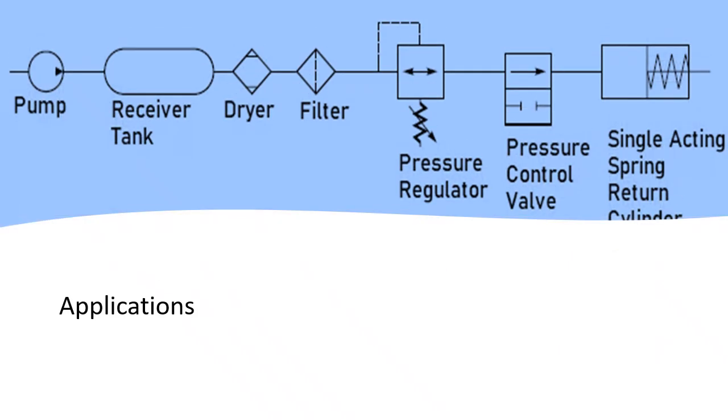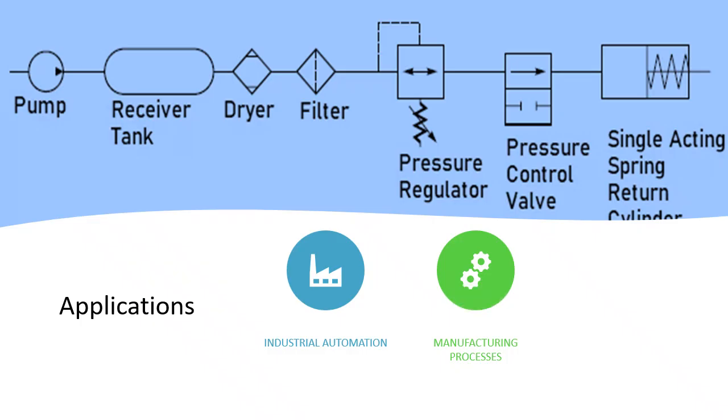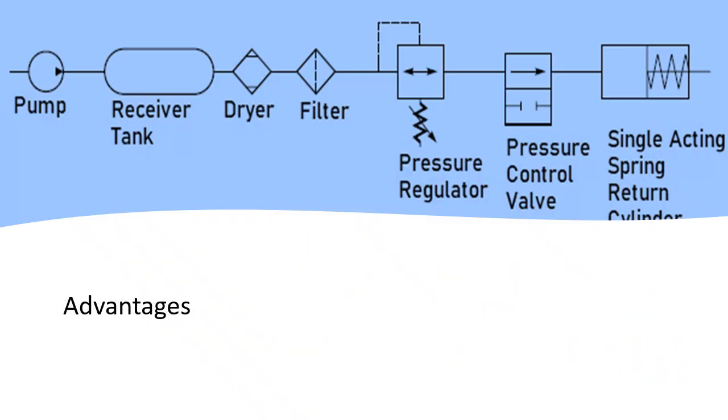Applications. These systems have a wide range of applications. They are essential in industrial automation, used in manufacturing lines, and power many tools like drills and impact wrenches. Their versatility makes them suitable for many industries.